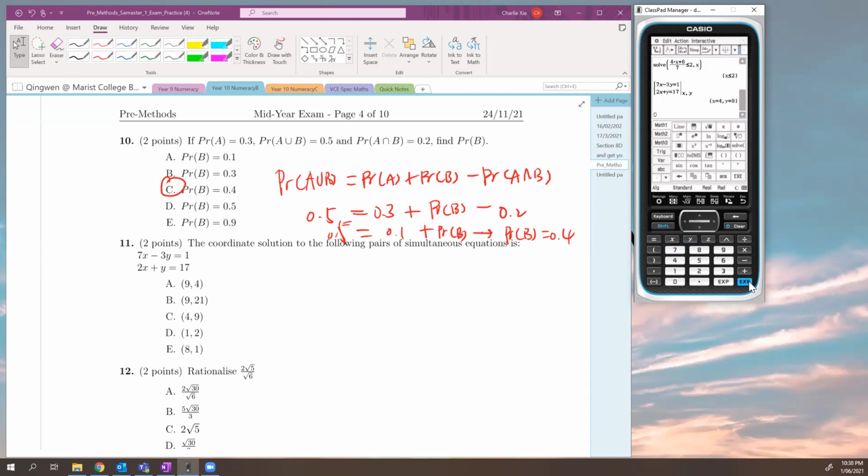All right, press exe. So 4 and 9. Your x coordinate is 4 and y is 9. So the answer is option C.